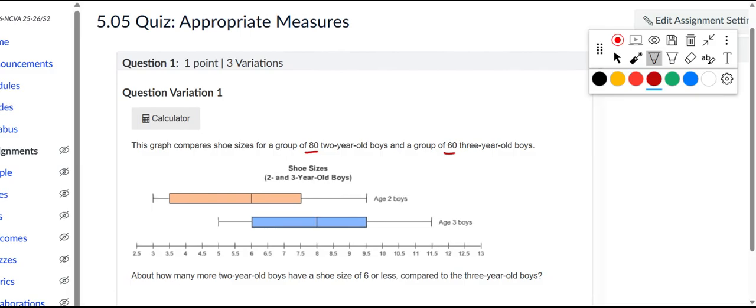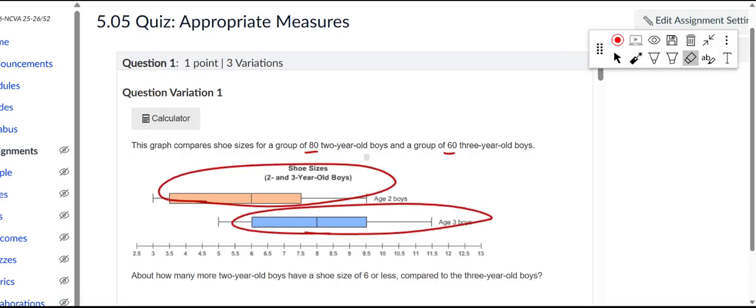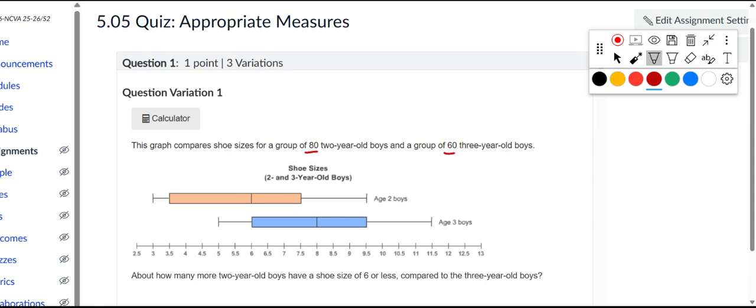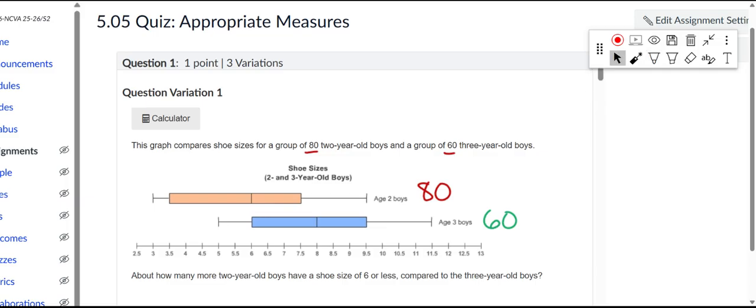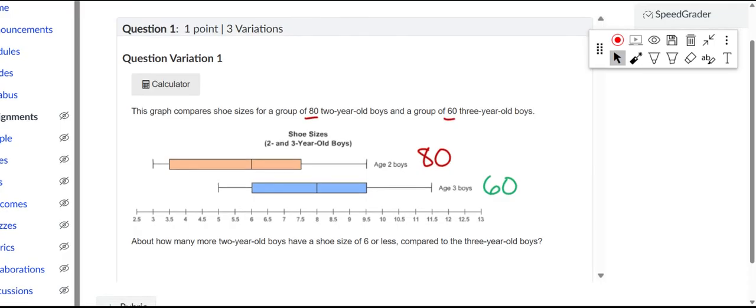This one says the graph compares the shoe sizes for 82 2-year-olds and 63 3-year-olds. And as we look at the charts, I see the 2-year-olds are here and the 3-year-olds are here. So I'm going to make a note. There are 82 2-year-olds and there are 63 3-year-olds. That's the total number in each group. And these are box and whisker plots, right? Or we call them box plots. So what is the question?